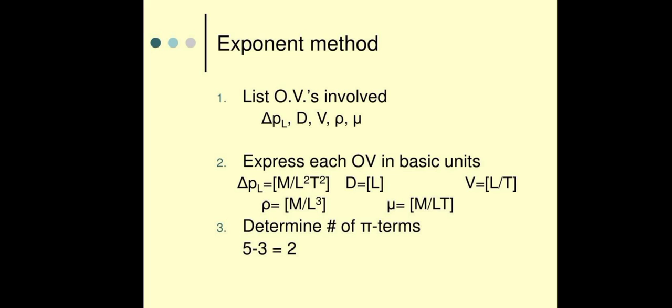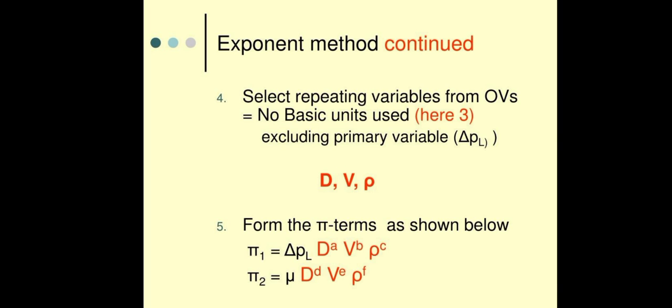Determine the number of pi terms, which is equal to the number of original variables minus the number of basic units. Here the number of basic units is 3 and the number of variables is 5, so 5 minus 3 is equal to 2 has been found out. The exponent method is continued. First, select the repeating variables from the original variables. The number of basic units here is 3, excluding the primary variable delta PL. The repeating variables are diameter, velocity and density.